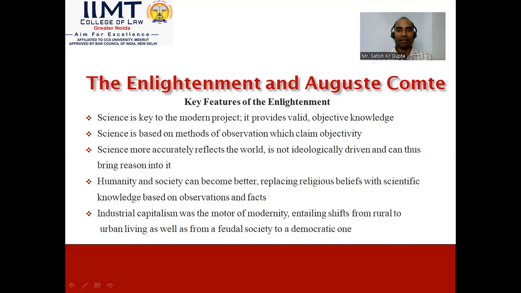Further, we can see the Enlightenment and the work of Auguste Comte. So we can see the key features of the Enlightenment. Science is key to the modern project. It provides valid, objective knowledge. Science is based on a method of observation which claims objectivity. So we can see that science plays the role of objectivity. Science more accurately reflects the world.